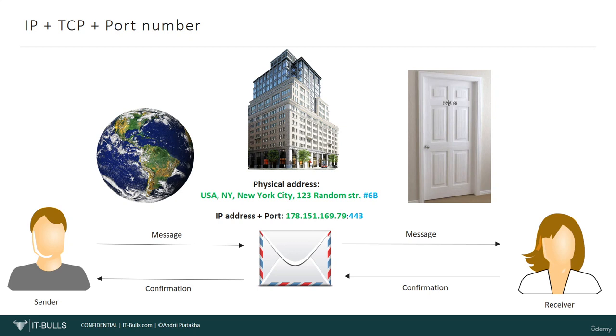But when you found the building, you discovered that it has a lot of apartments. Where is your receiver? Where can you find the number of the apartment? Different apartments in the building are the equivalent of the different applications running on the computer. You need to deliver a message to the specific application. And the apartment number is the port number. So the port number is an apartment in the building. Is it clear so far?